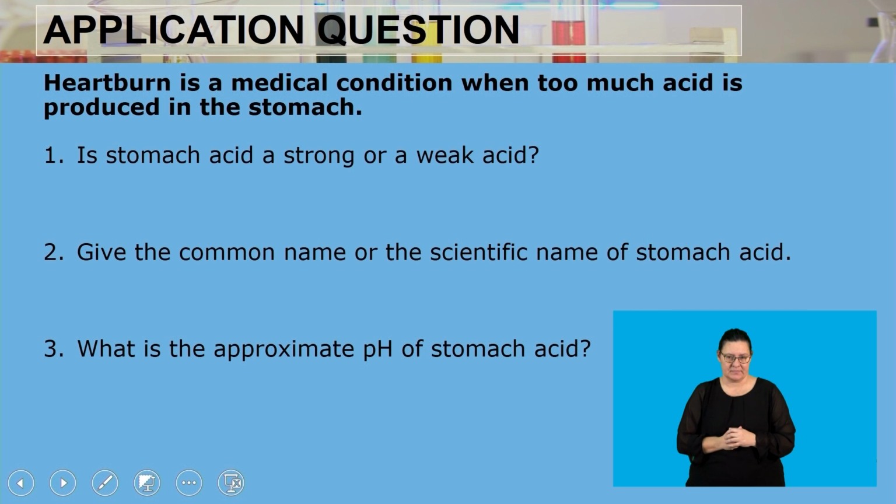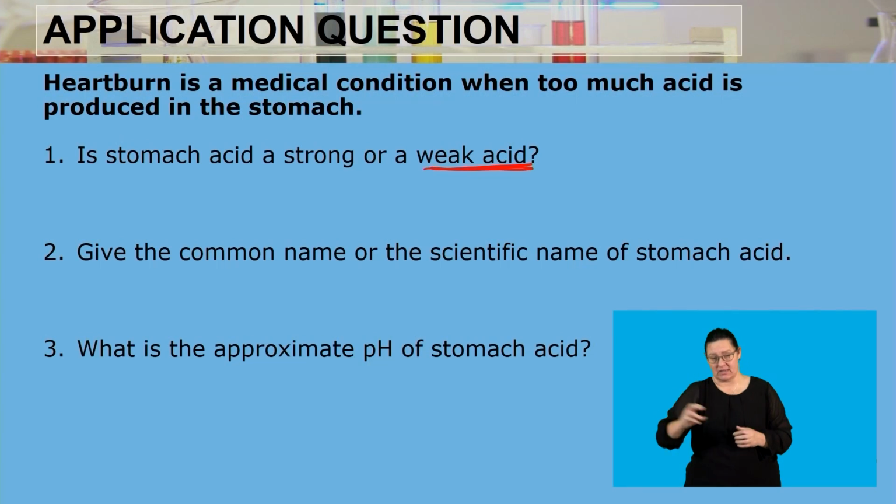Now the next part of the questions are telling us that heartburn is a medical condition when too much acid is produced in the stomach, right? So the question is, is the stomach acid a strong or a weak acid? Because the stomach acid needs to be able to digest or to break down the food that we eat, it needs to be a very strong acid, right?